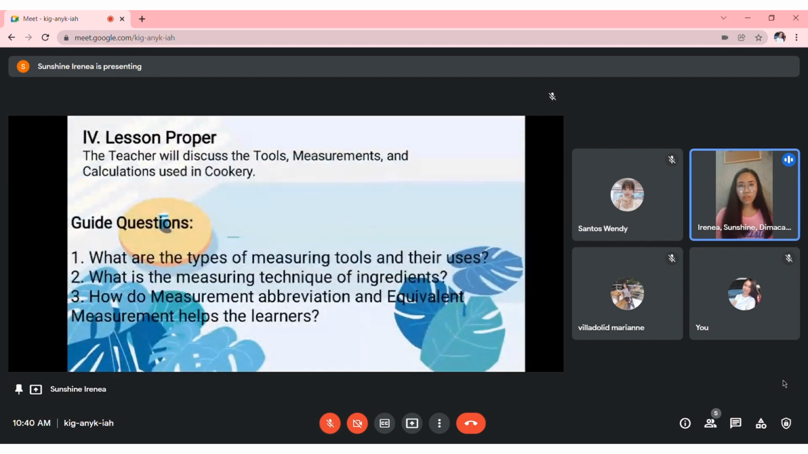So next is the lesson proper. The lesson proper includes the main topic that I will be discussing. The teacher will discuss the tools, measurement, and calculation used in cookery. We also have the guide questions that the students should be able to answer after the lesson is discussed. What are the types of measuring tools and their uses? What are the measuring techniques of ingredients? And how do measurement abbreviations and equivalent measurements help the learners?